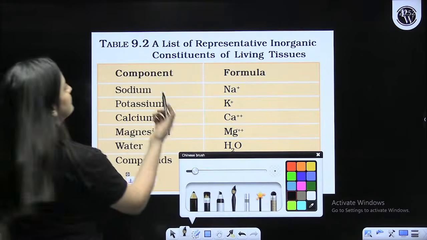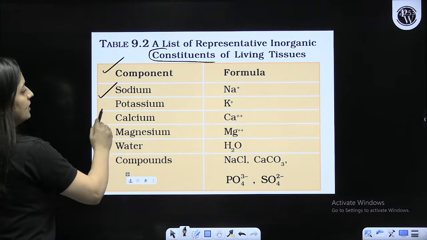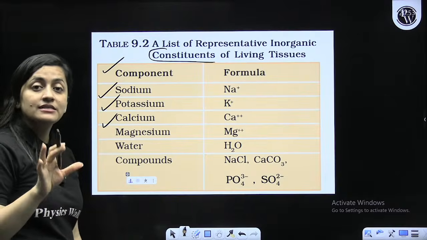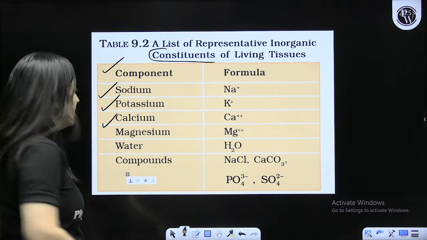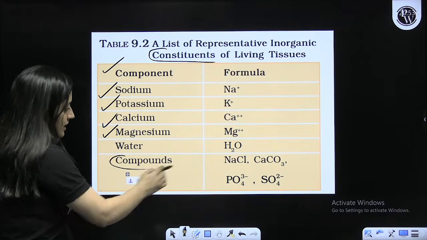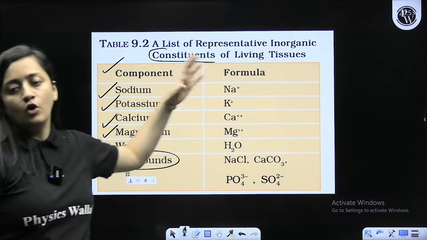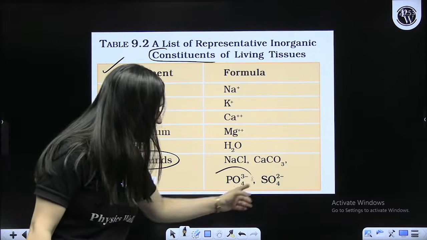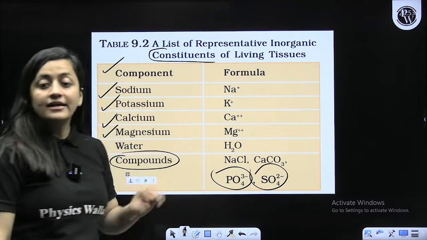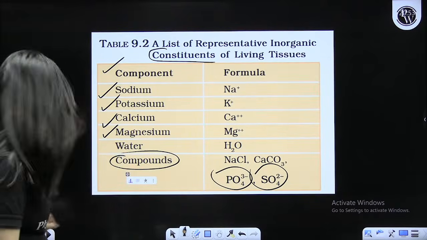This table gives us the list of inorganic constituents of living tissue like sodium, potassium, calcium. In the text they have just mentioned calcium, magnesium, but also water, sodium, potassium. And when it comes to compounds, you have NaCl, CaCO3, phosphate, sulfate, they all are present. So this is phosphate, this is sulfate. Do remember that. That's it.